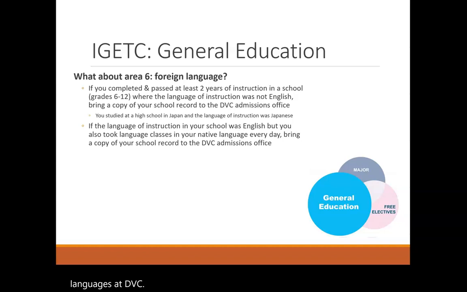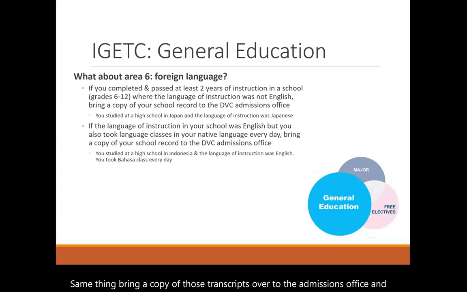Another very common situation: you went to a school where the language of instruction was English, but you also took language classes in your native language every day. Same thing, bring a copy of those transcripts over to the admissions office. For example, you studied at a high school in Indonesia, the language of instruction was English, but you took Bahasa class every day. As long as you have 2 years where you can show that you passed those classes, same thing, you do not have to take any more language classes.